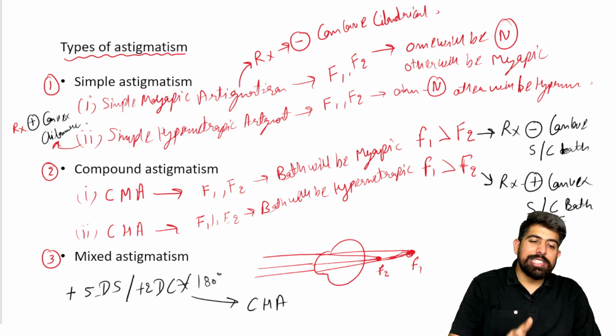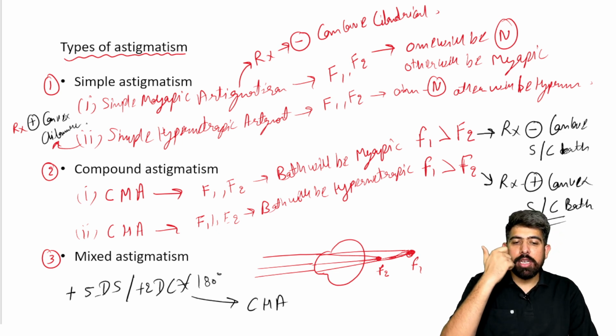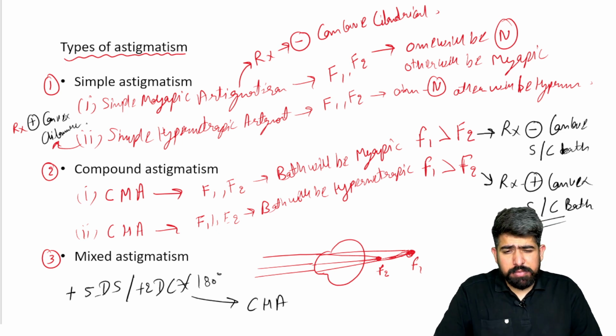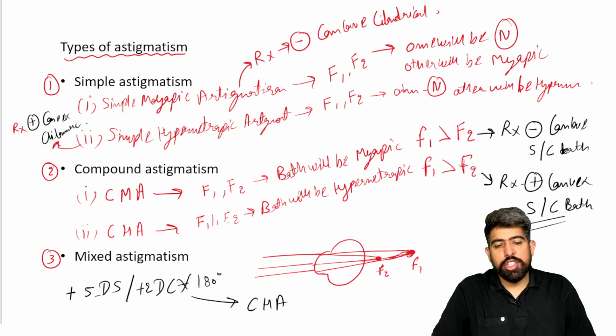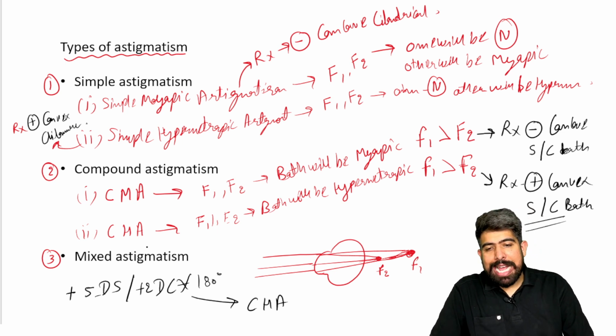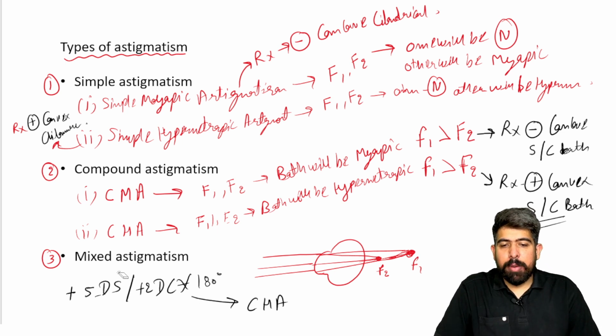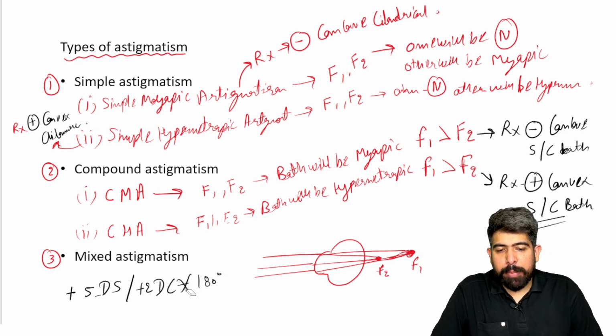As you saw, both lenses are used: spherical is used, you are using cylindrical also, and both are plus. It means this is compound hypermetropic astigmatism, right? So this is about compound hypermetropic astigmatism.